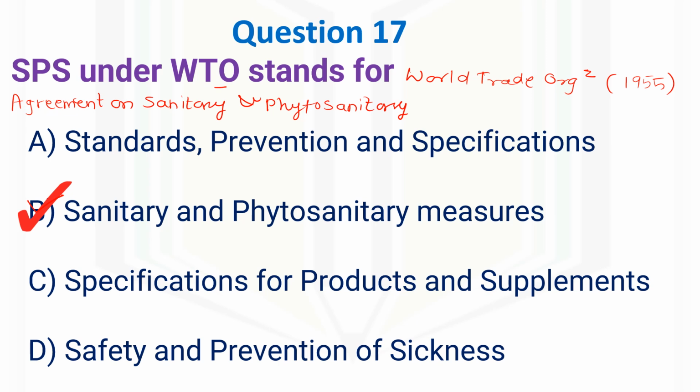It aims in protecting human and animal and plant life from certain risks, and it is closely related to Agreement on Technical Barriers to Trade, that is TBT. This SPS ensures that the traded products do not spread pests and diseases, and also they do not contain any harmful substances or pathogen that could pose a risk to human health.